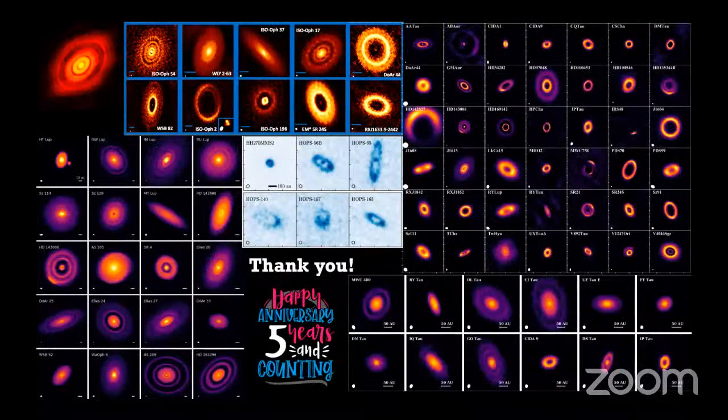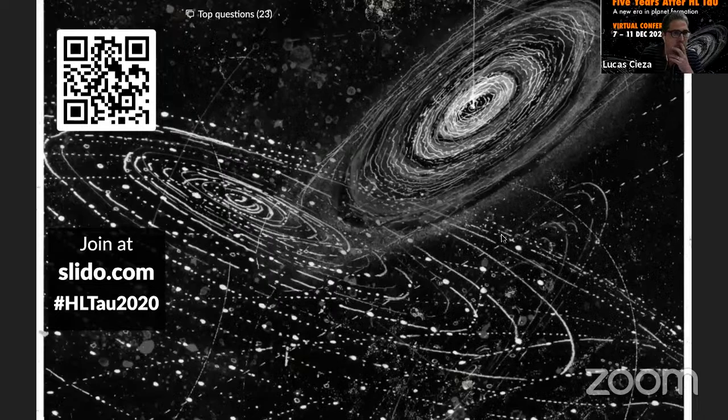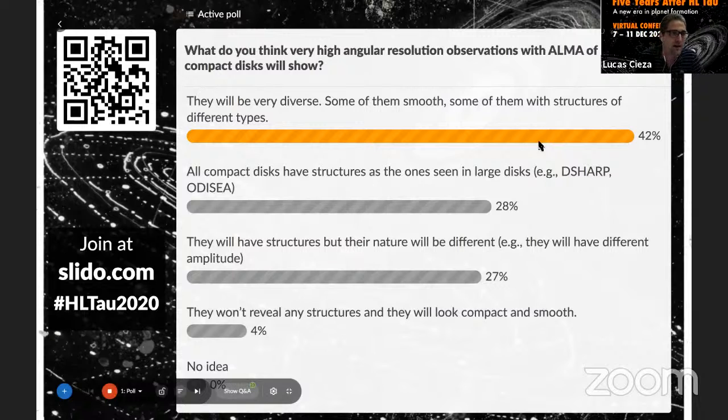And I think that Álvaro now will go to the poll, right? To the results of the poll. Okay, so the question was, what do you think very high angular resolution observations with ALMA of compact disks will show, right?